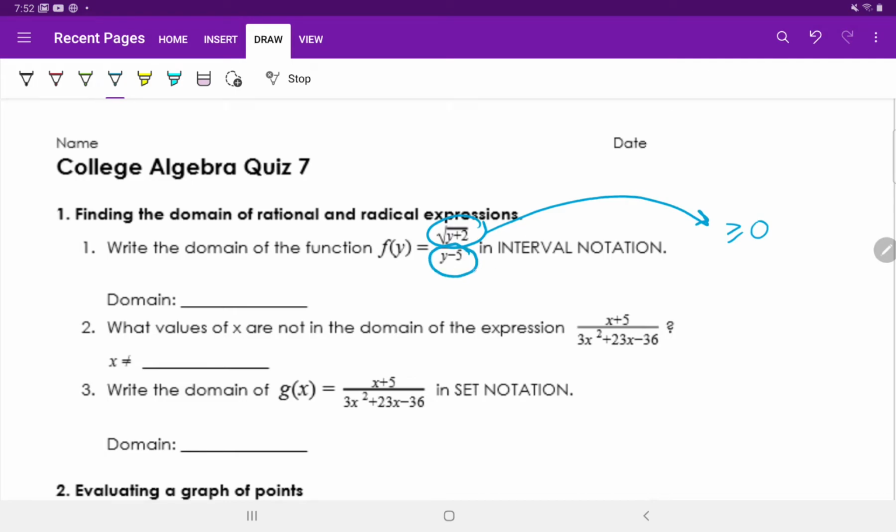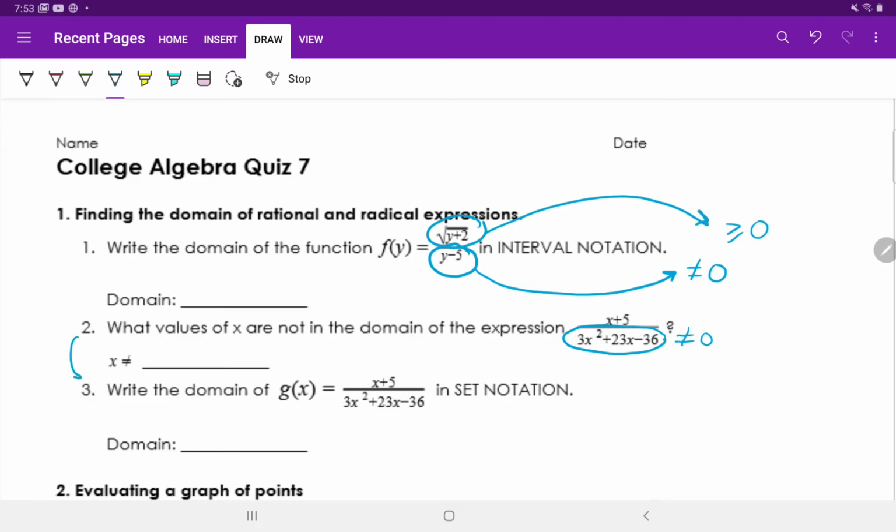It also has a fraction with a denominator, and the denominator of a fraction can never equal 0. So you're going to restrict your domain so that these two things will be true. The denominator can't be 0, and the numerator has to be greater than or equal to 0. For the second part, we're dealing with a rational expression with a denominator. So again, the bottom just can't be equal to 0. So figure out what x values make that happen.